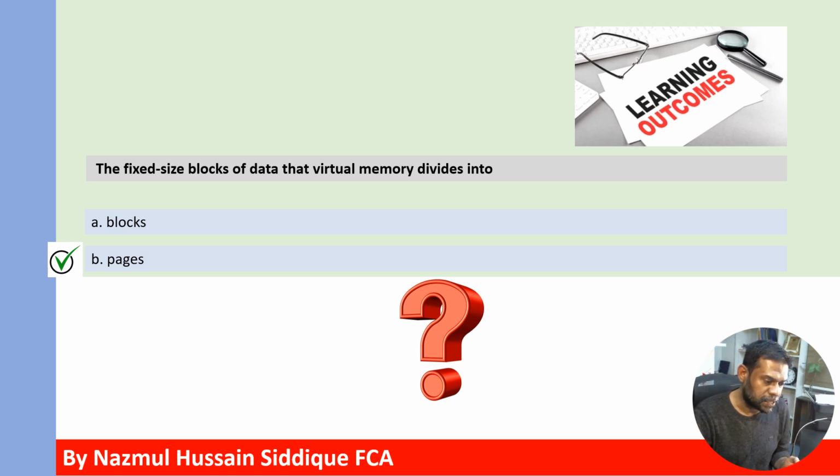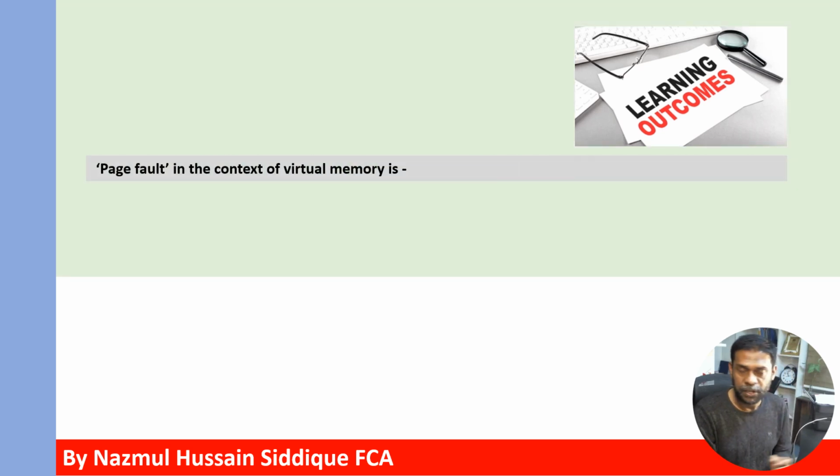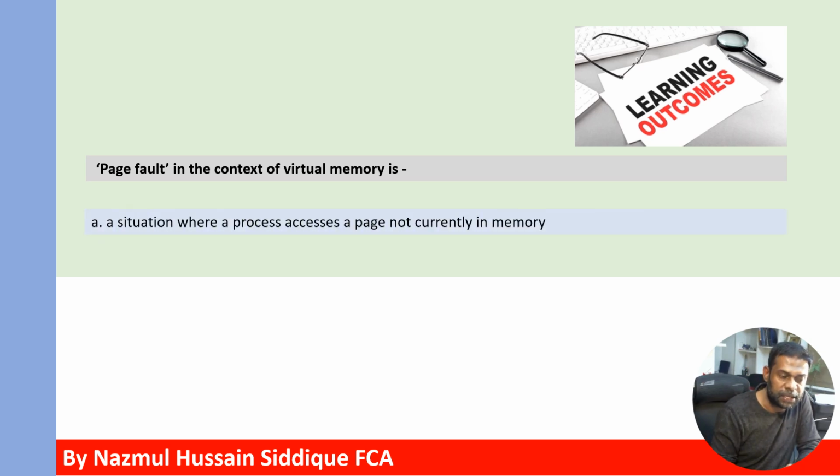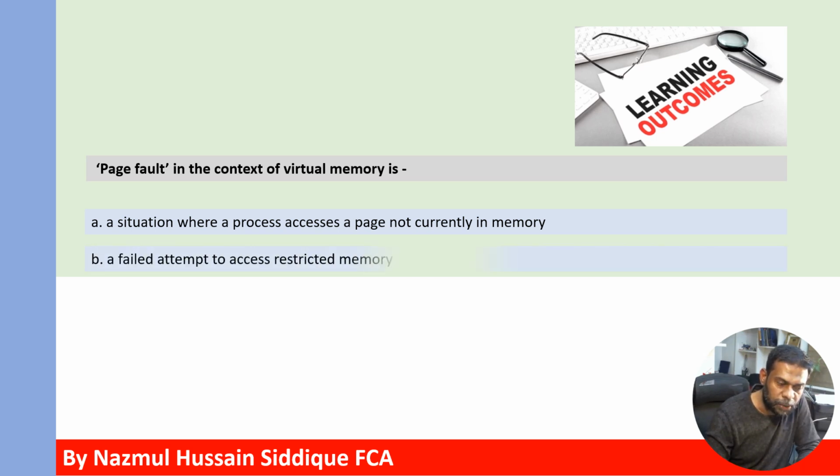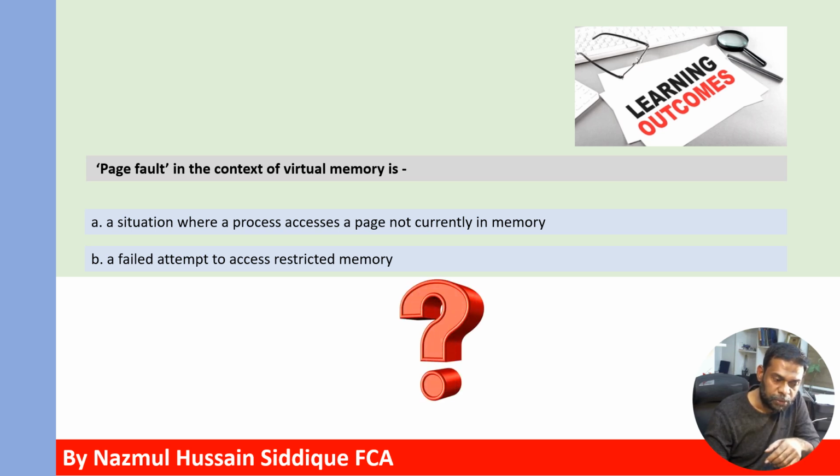Next and last question is page fault. Page fault in the context of virtual memory is option A, a situation where a process accesses a page not currently in memory, or option B, a failed attempt to access restricted memory. Which option is called page fault? The correct answer is A. Page fault in the context of virtual memory is a situation where a process accesses a page not currently in memory. Thank you very much.